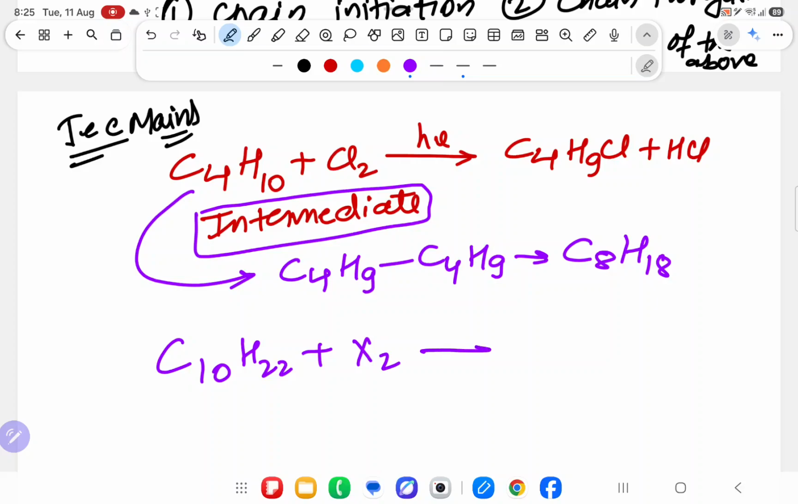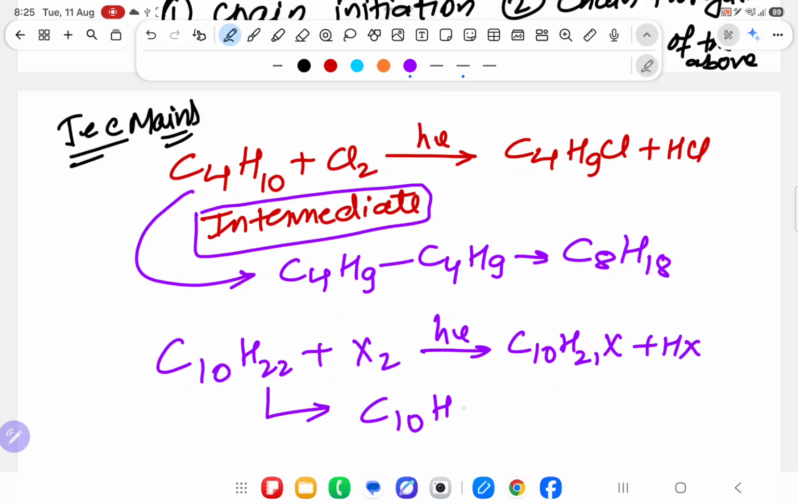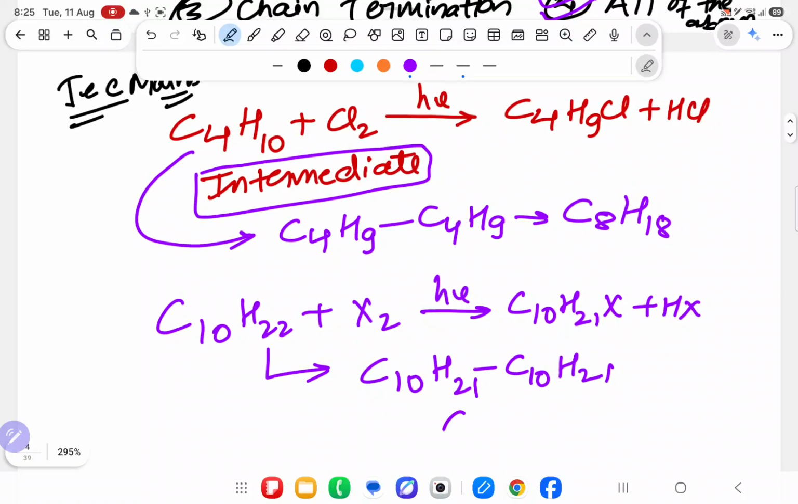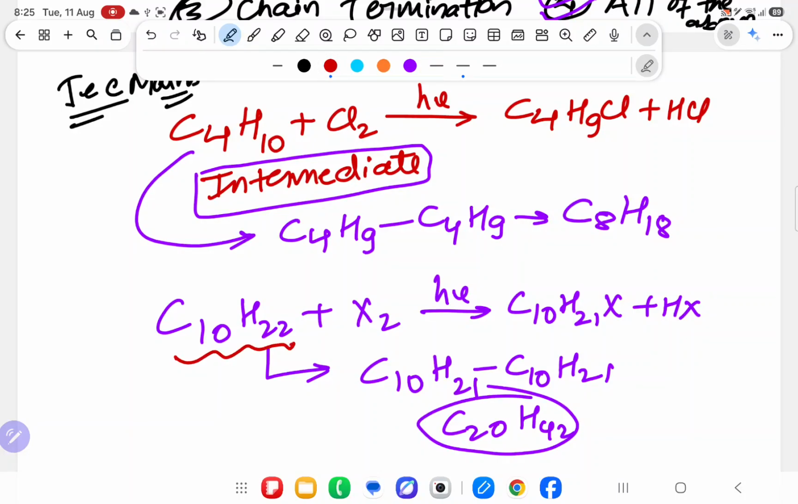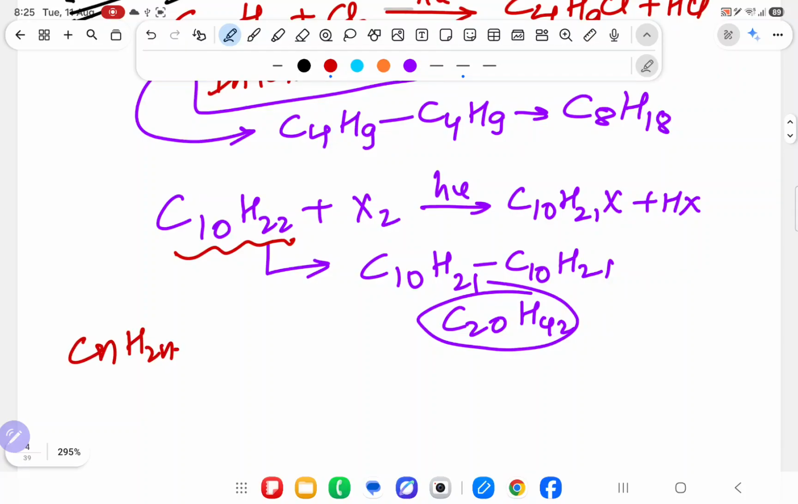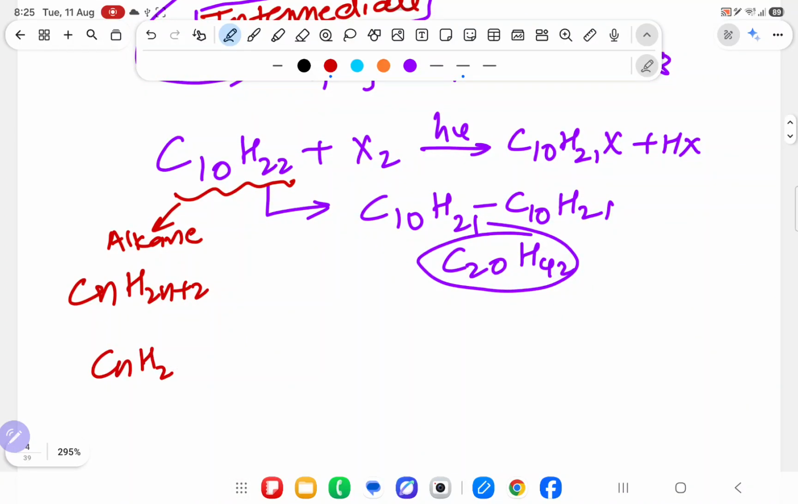Suppose they have given C10H22 in presence of X2 and h nu, and they say C10H21X plus HX. What is the intermediate? What will you do? C10H21 bond C10H21, that is C20H42. It means if they ask for the intermediate, over here they will always give an alkane, CnH2n+2. So first you have to make this an alkyl, and add another alkyl, CnH2n+1. Understood the point, everyone? It means you have to double it after removing one hydrogen.